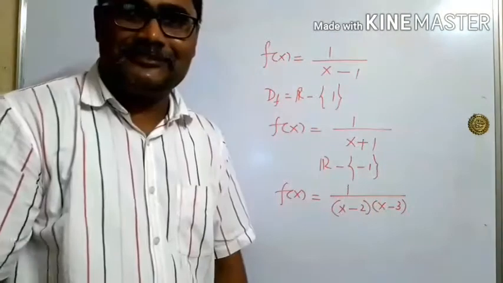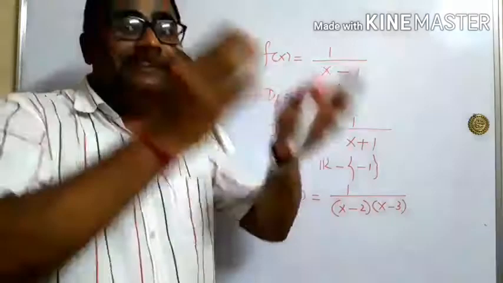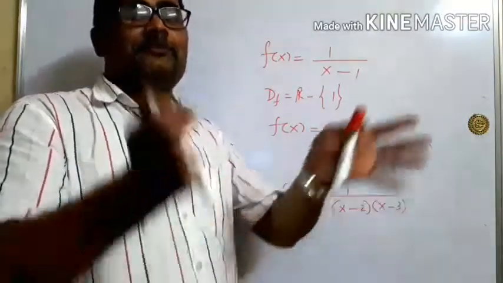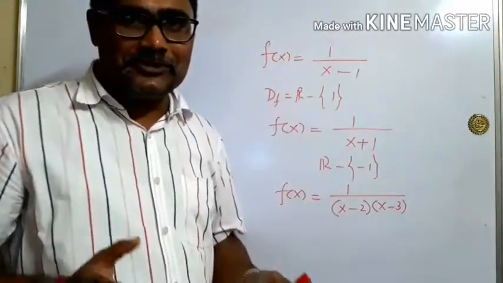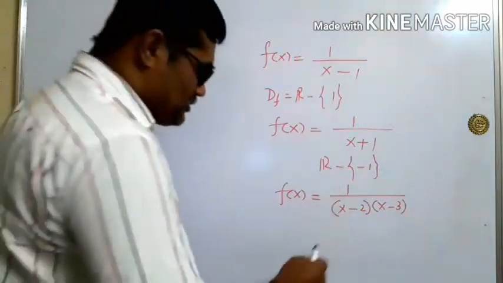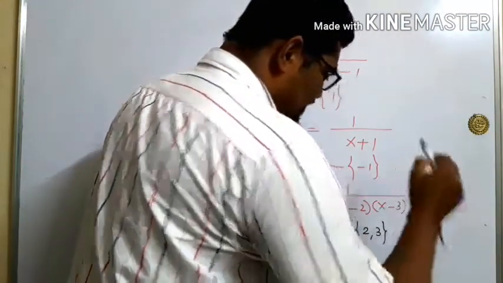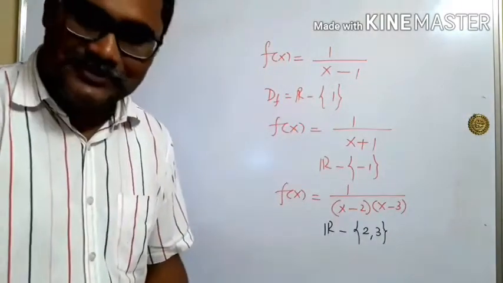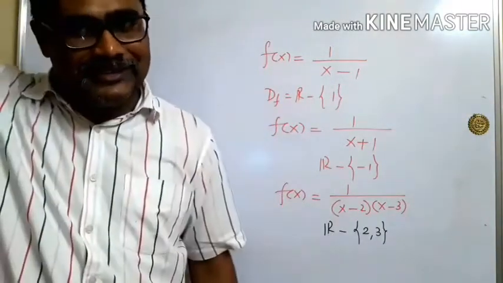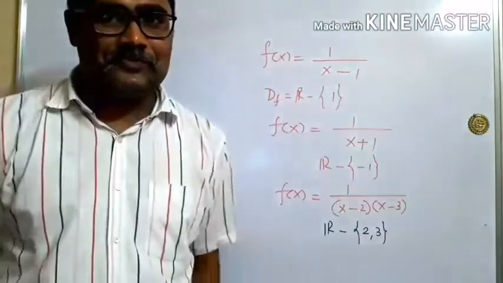Another is 3. So from the whole real numbers, you are going to remove which one? You are going to remove 2 and 3. So this is the domain. Is that very clear to you?